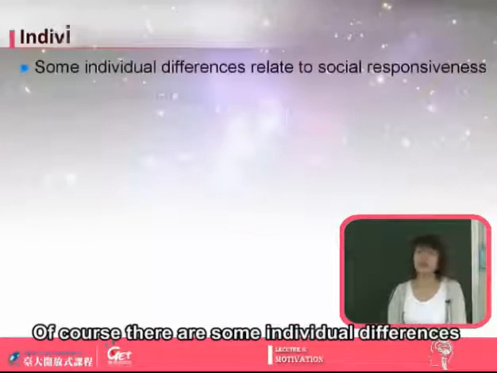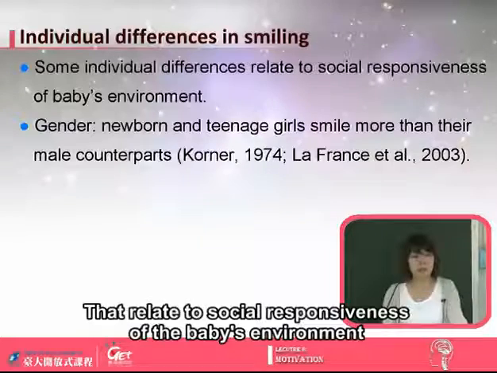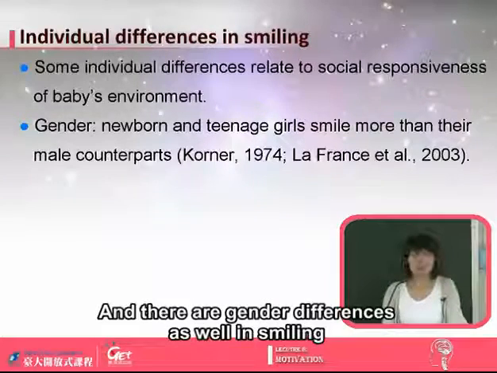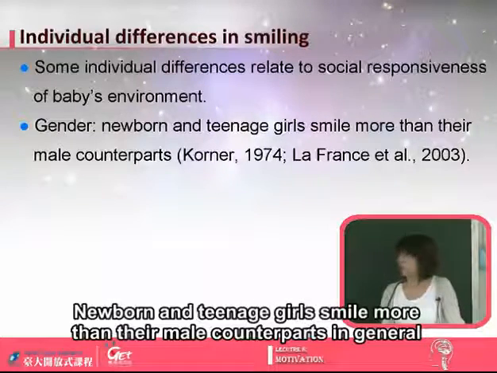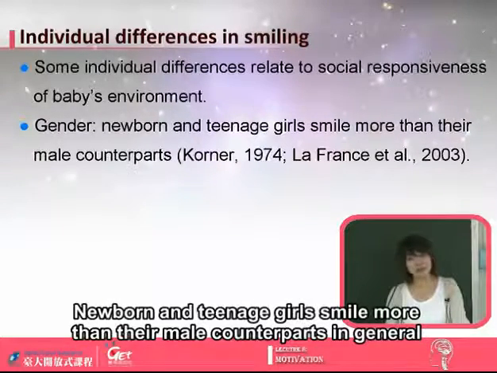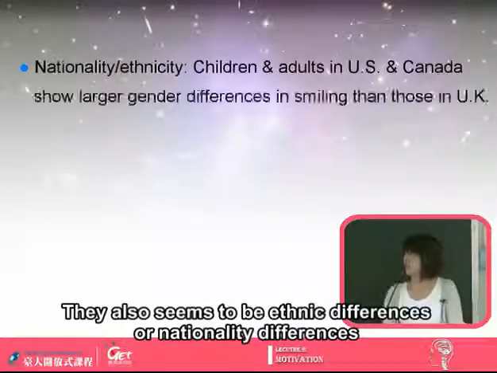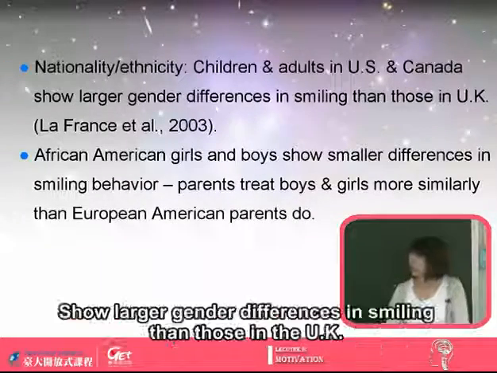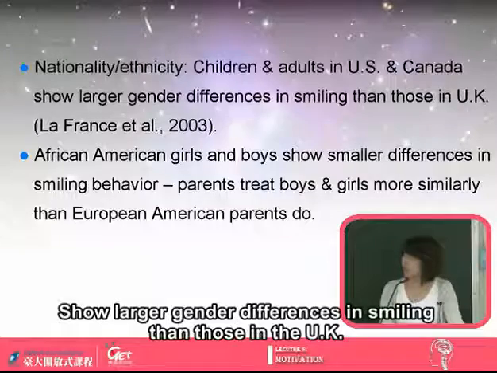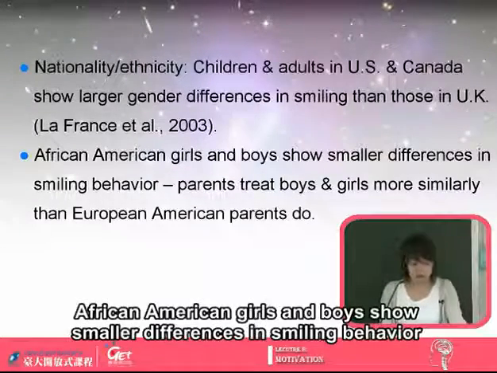Of course, there are some individual differences that relate to social responsiveness of the baby's environment. And there are gender differences as well in smiling. Newborn and teenage girls smile more than their male counterparts in general. There also seems to be ethnic differences or nationality differences. Children and adults in US and Canada show larger gender differences in smiling than those in the UK. African-American girls and boys show smaller differences in smiling behavior.